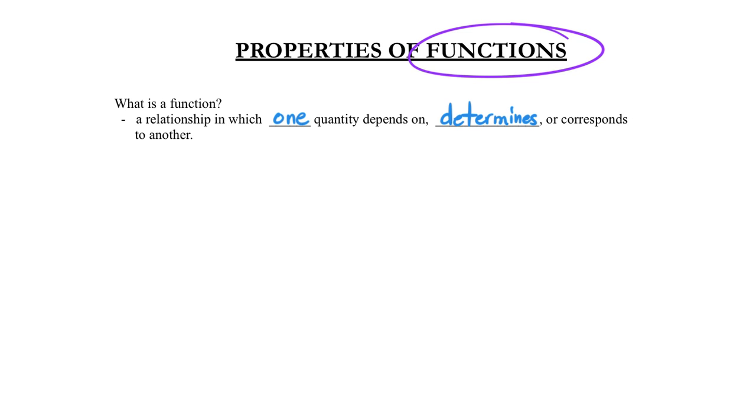So what you see on your screen right now is, I don't know if you want to call it a rough definition, but really a function is a relationship in which one quantity depends on or determines or corresponds to another. Now, that statement really refers to any relation, the way something relates to something else. A function adds in an additional property. For us to talk about that, we need to go back and talk about some grade 9 stuff. So let's jump into some more review.